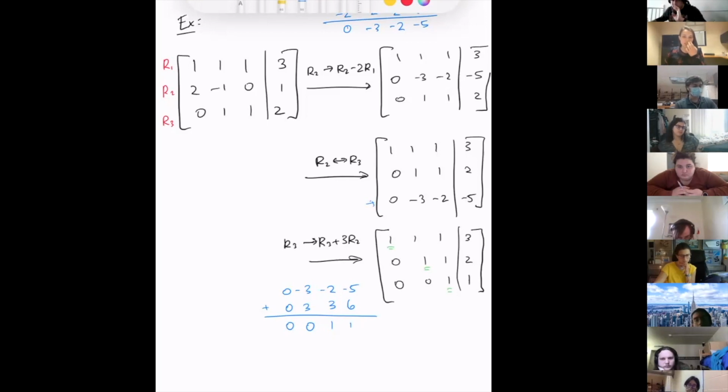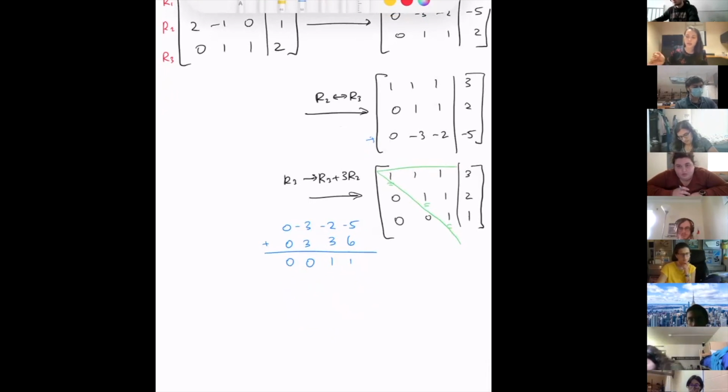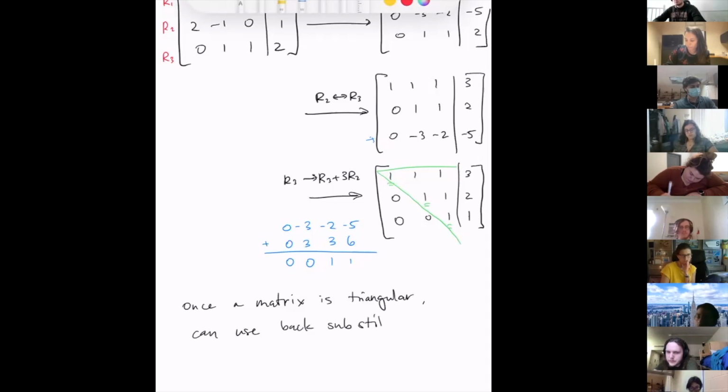Okay, so this is what we'll eventually call a triangular matrix. It has this sort of triangular shape, right? If we were to imagine a triangle like this. And when we have this triangular shape, we can do something called back substitution. So once a matrix is triangular, we can use back substitution to find the solution.